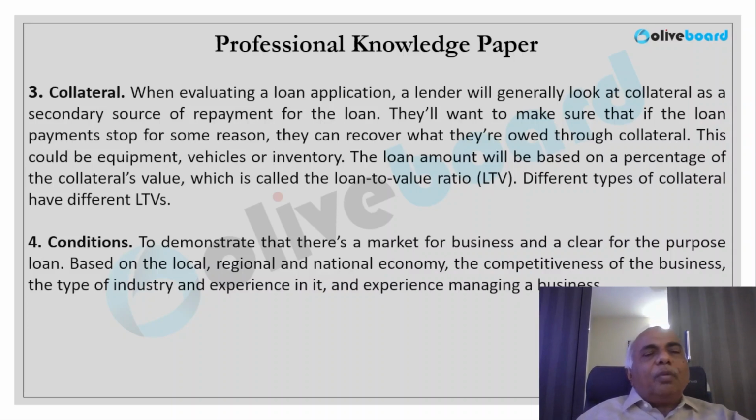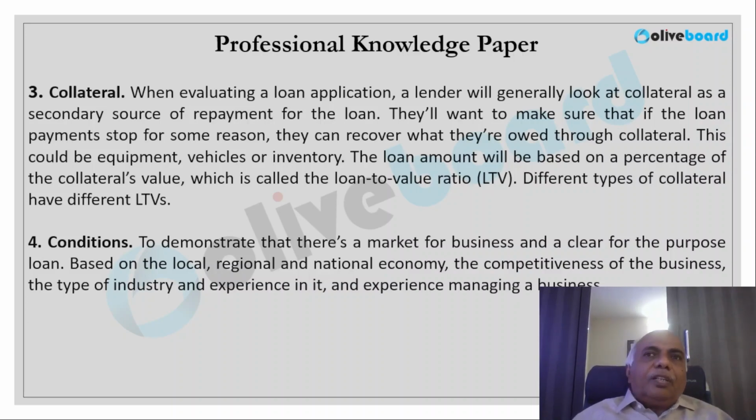That's why the bank and the borrower will give collateral security. That is a house or land or building they will give. And sometimes government security, sometimes gold, or an LIC policy or a national savings certificate, etc. That's why the banks will insist on collateral security for the safety of the advance. When evaluating the loan application, the lender will generally look at a collateral security as a secondary source of repayment for the loan.